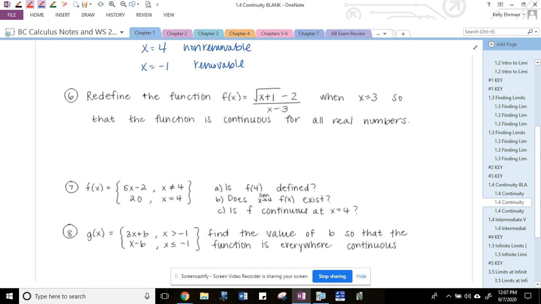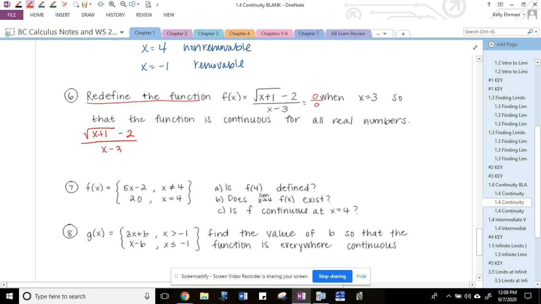Number 6, redefine the function f of x equals that when x equals 3 so that the function is continuous for all real numbers. So what does it mean just redefine the function? Redefine the function means work on this thing, simplify it, manipulate it somehow so that you actually could direct substitute 3 in. Because if I try direct substitution right now for 3, I get square root of 4 minus 2 is 0 over 3 minus 3 is 0. So what do we mean by redefine the function? It's just, let's work on this thing and try to get it so that direct substitution works.